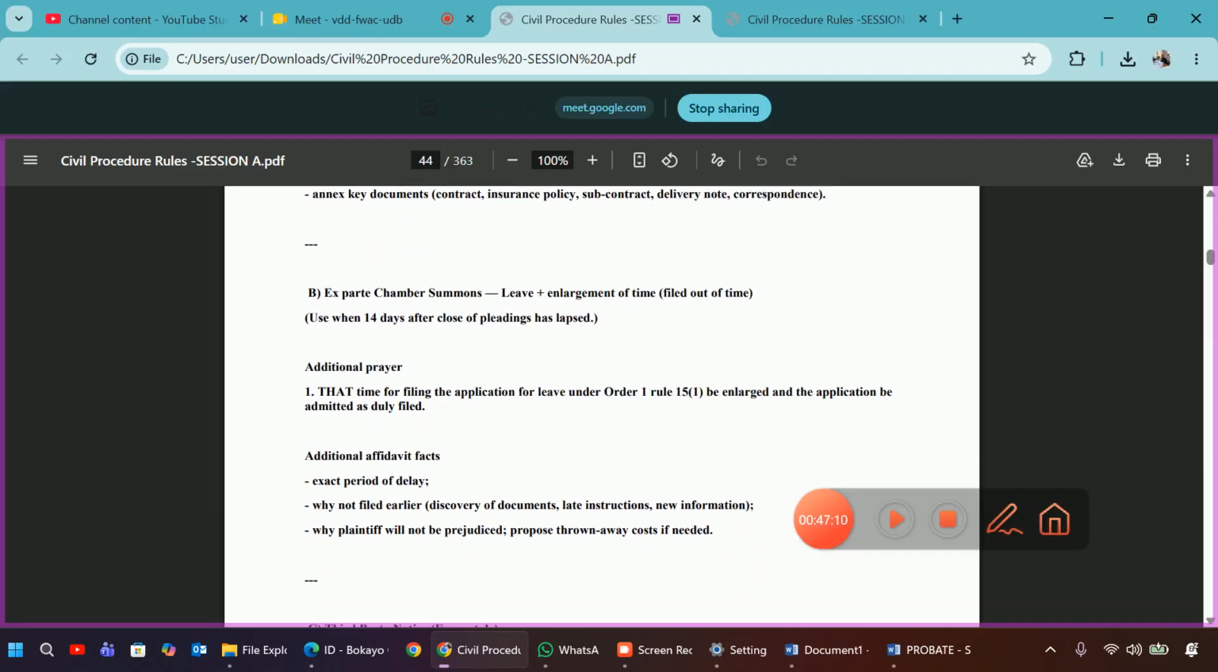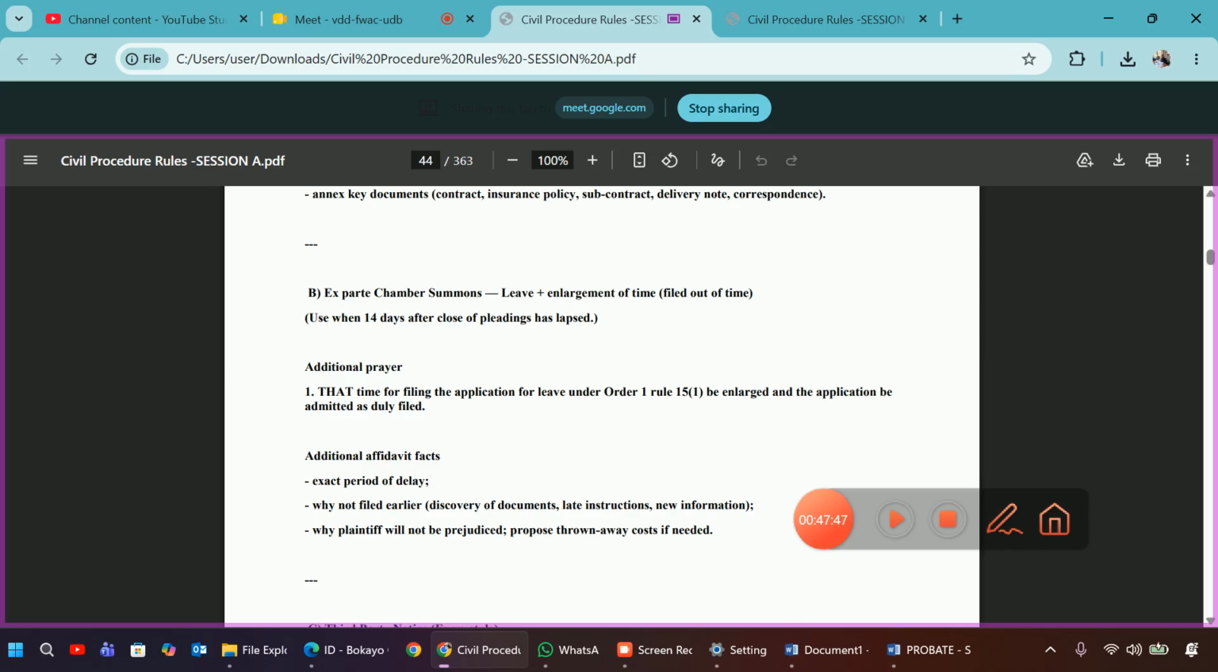So another application still, where you have been granted leave and you are pleading for leave and enlargement of time to file out of time. So the examiner in this situation has told you that a person intends to bring a third party, but they have realized that it is 20 days past after you have been granted leave of the court to do so. So you are out of time. So you need to enlarge time. So use when 14 days after close of pleadings has elapsed. So it is tied to after close of pleadings having lapsed.